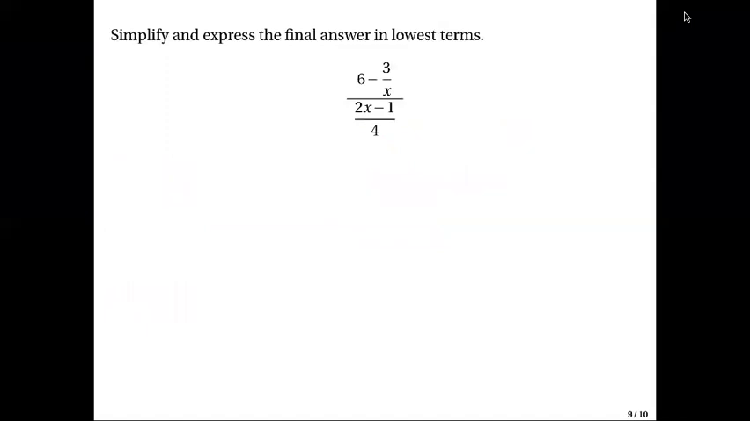Next problem, simplify and express the final answer in lowest terms. So we have here a complex rational expression. For this, we have this numerator 6 minus 3 over x. And then this denominator here is 2x minus 1 all over 4. So we can convert this to multiplication. Okay? But first, we need to combine this into a single rational expression so we can do some canceling if needed.